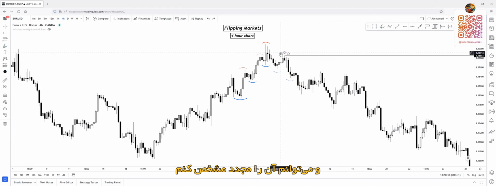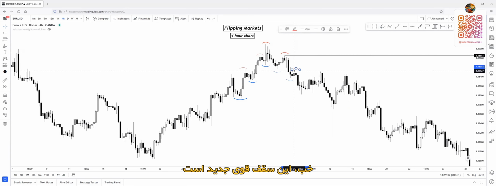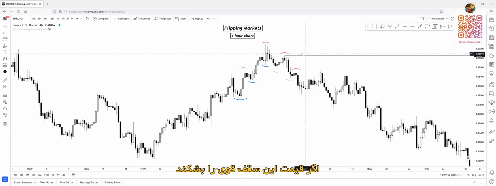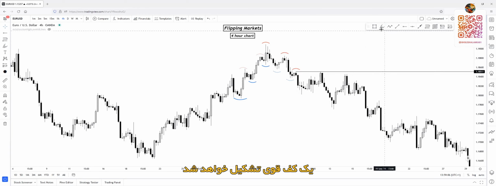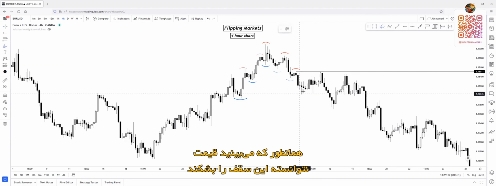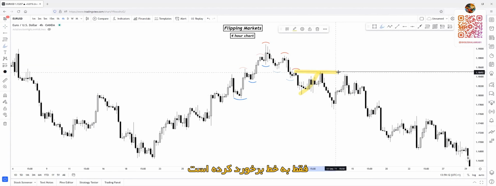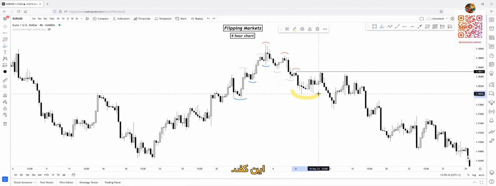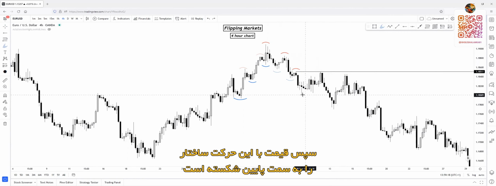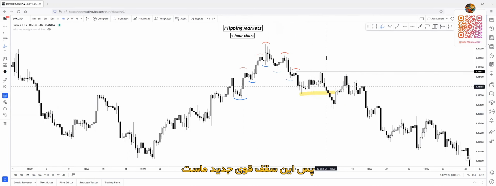And I can grab it again. Okay, this is our new strong high. If price breaks through this strong high, then a new strong low will be created. As you can see, price couldn't break above this high. It just tapped the line perfectly. So this means this is a new weak low, this one. After this, price broke structure to the downside here with this movement. So this will be our new strong high.